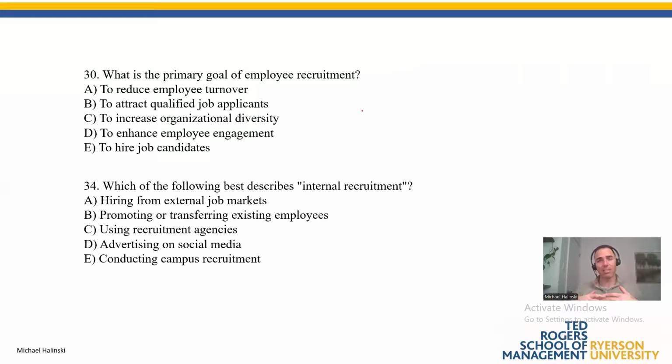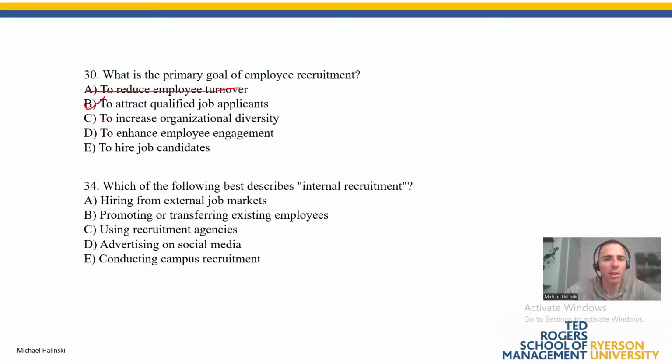The selection process is all about trying to select, from the people who have applied, who is the best fitting person for the position or positions you are hiring for. So keeping in mind it's always trying to attract and get people to apply for a job, what's the primary goal? To reduce employee turnover? No. To attract qualified, that sounds pretty good. Sounds similar to what I was saying.